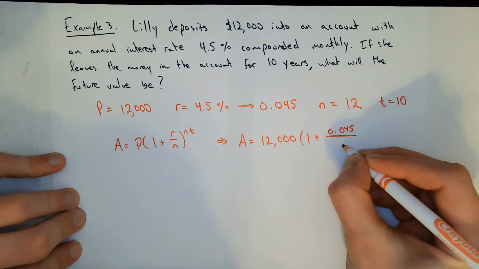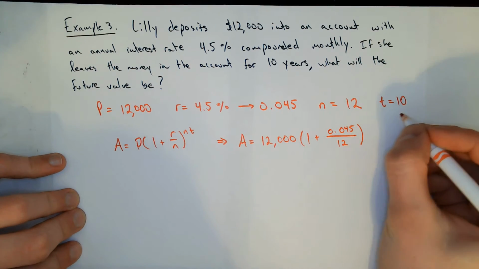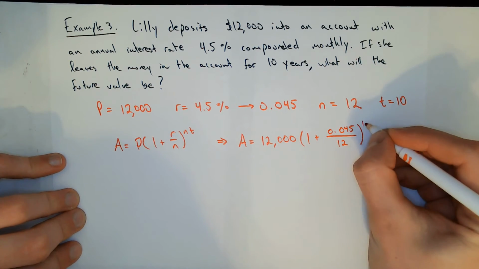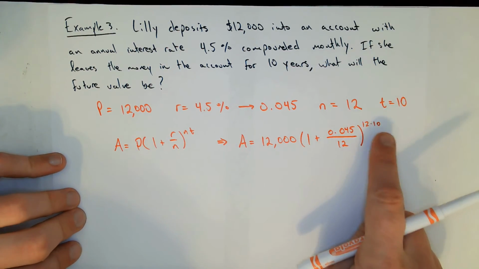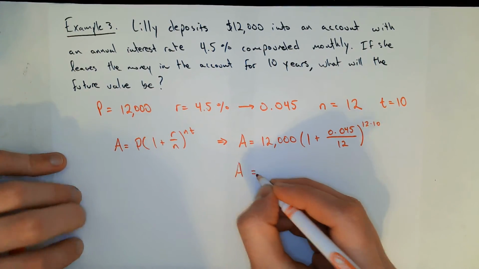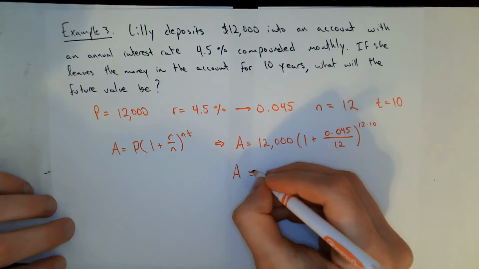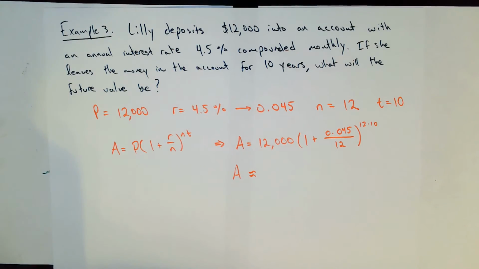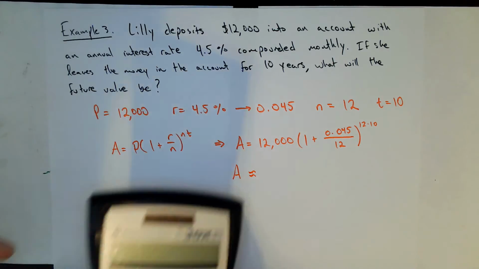0.045 over 12, gotta make sure I don't mix up the T and the N, right? So 12, and then 12 times 10 up in the exponent position. So A is going to be equal to, or I should say approximately, because I'm going to have to round, and I'll show you how to plug this into the calculator, or at least into my calculator. Might be a little different for yours.